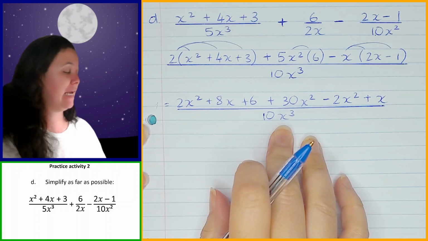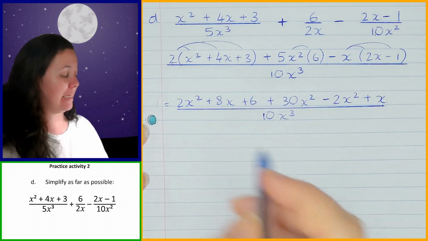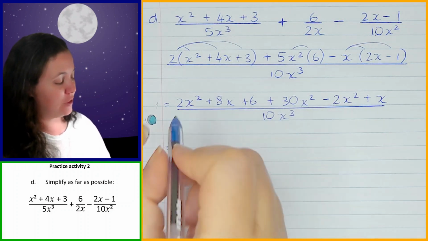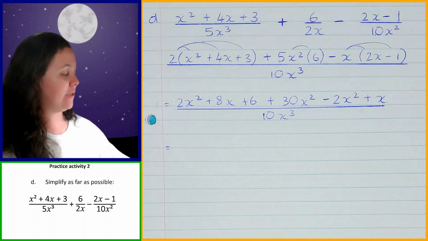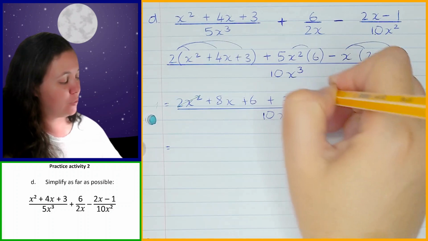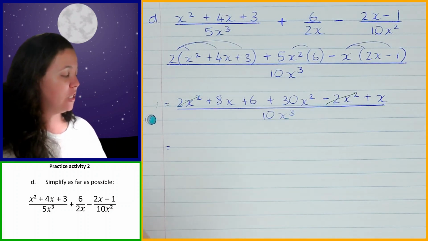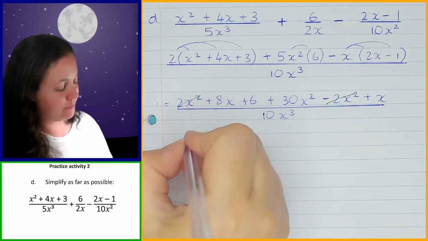Okay, so once I've done that, I need to go and combine my like terms. So my x squareds first, I've got 2x squared plus 30x squared minus 2x squared. So over here, the 2x squared and the minus 2x squared are going to cancel each other out. So I just have 30x squared.